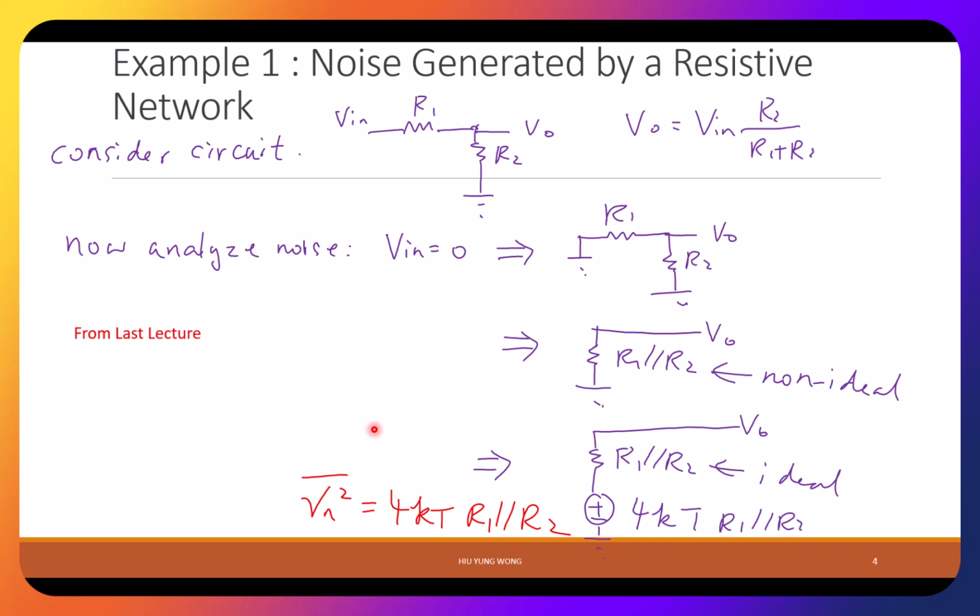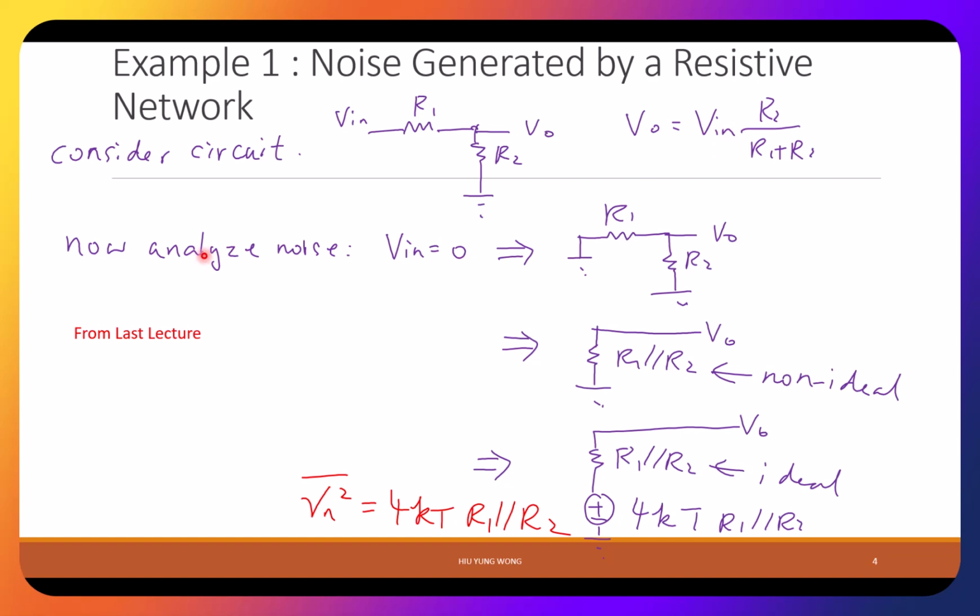Then let's go back to what we left over last time. We try to look at the noise generated by a resistive network. We consider this network, which is a potential divider. You go through the KCL, KVL, and you find that if I have an input here, V out equals R2 divided by R1 plus R2 times V in. This is simple, right?